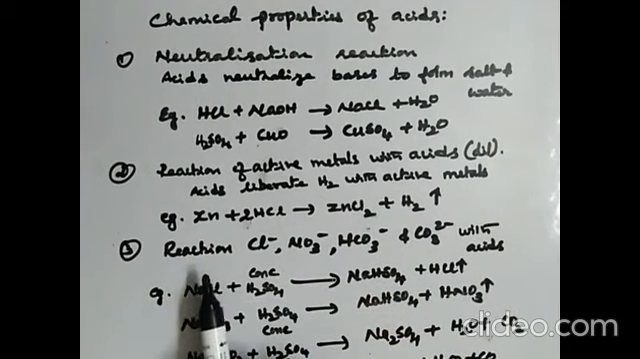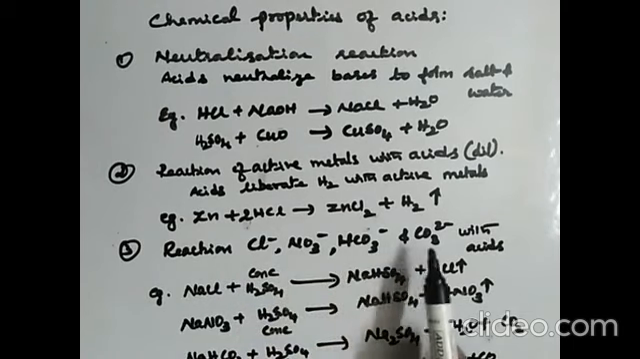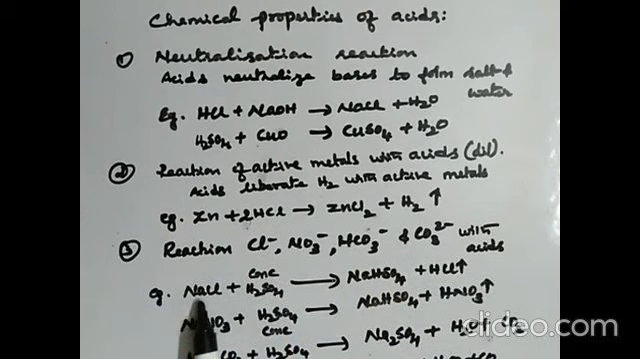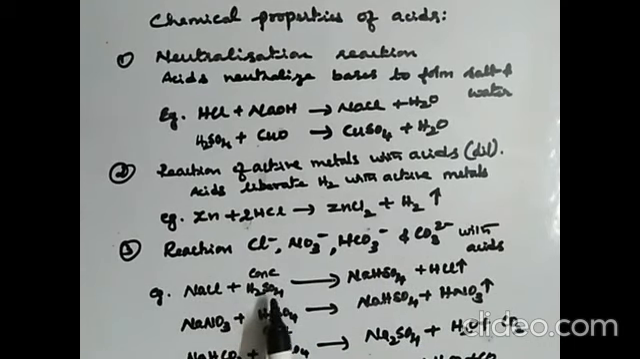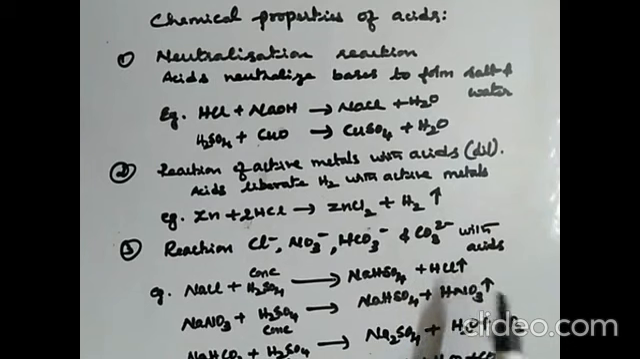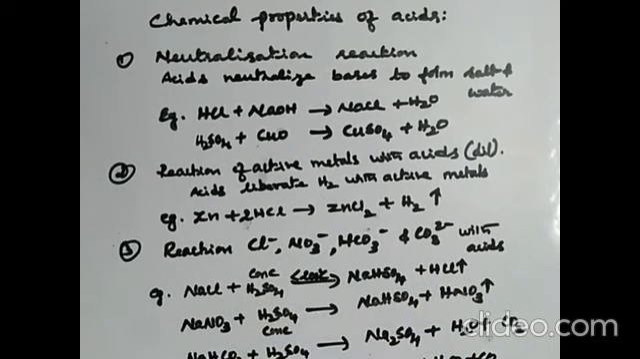Then the third chemical property is reaction of acids with chlorides, nitrates, bicarbonates and carbonates. The first one is a chloride. Example taken is sodium chloride. Sodium chloride combines with concentrated sulfuric acid to form sodium bisulfate and hydrogen chloride gas. Now here the temperature has to be mentioned. It is below 200 degrees Celsius.